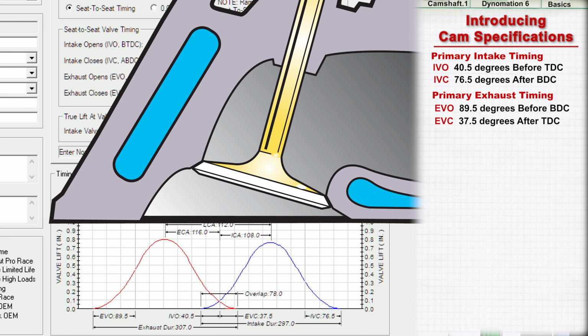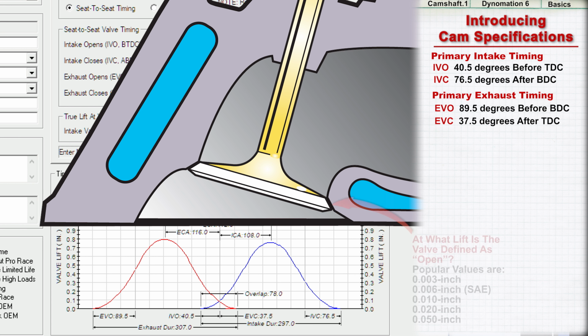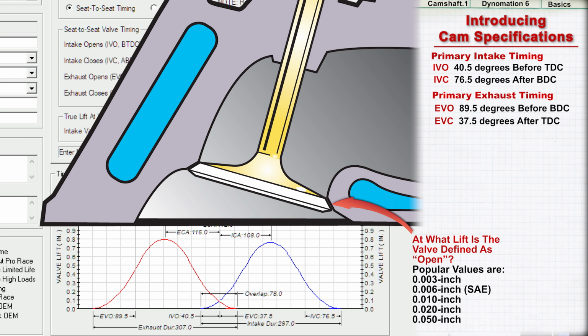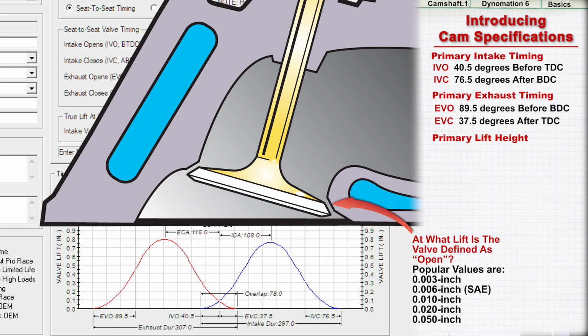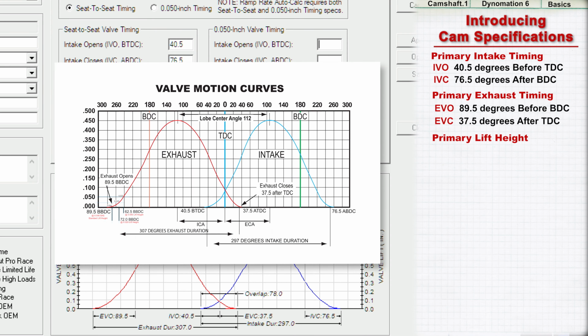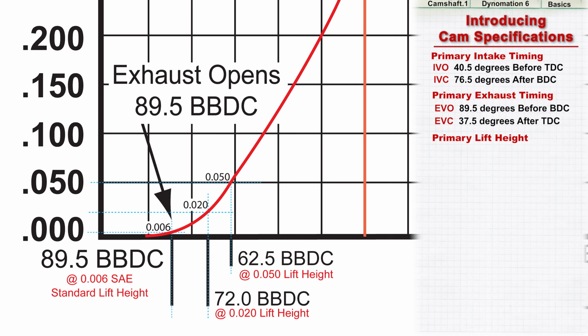But what has not yet been defined is where on the valve lift curves these timing events occur. For example, if EVO is said to occur at 89.5 degrees before bottom dead center, how far must the valve lift off its seat for it to be considered open? This lift spec is called the valve timing lift height. Opening and closing lift heights are chosen by the cam manufacturer. Once applied, they lock the locations of the valve events to precise crankshaft and piston positions. Many cam manufacturers use the SAE, or Society of Automotive Engineers, standard of 6,000th inch valve rise to specify primary valve timing events.